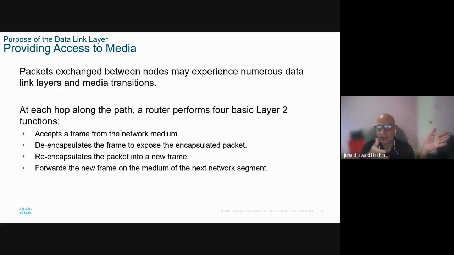Think of it like every country has their own traffic rules, right? So the packets in the local area network are exchanged differently than on the wide area network. That's why they experience different types of link layers and media transitions. From source to destination, they can use a combination of media. For example, they can use fiber optic, satellite signals, wireless signals, and copper media.